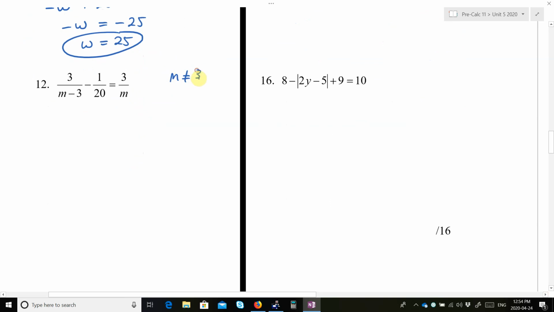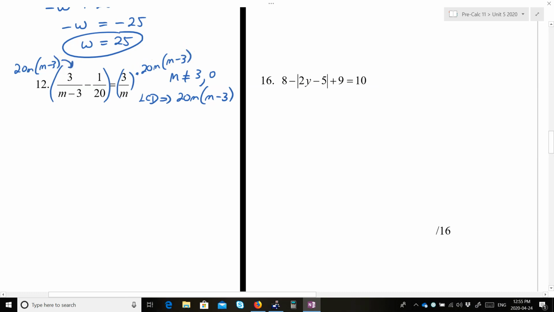M cannot equal 3 or 0. And the LCD is, I'm going to need a little bit more space for the LCD. We need 20, and we need m, and we need m minus 3. So both sides are going to get multiplied by that. Okay, and on the left, when this whole term multiplies onto that, the m minus 3's cancel, and we will get 60m.